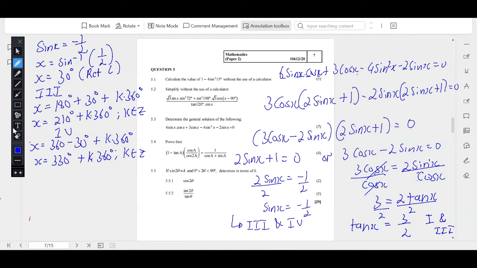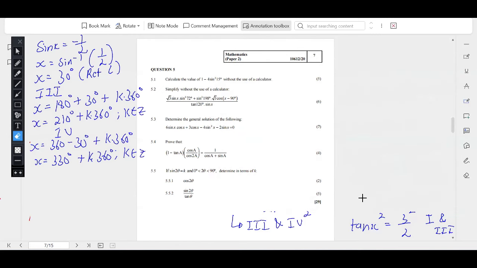Then let's look for the solutions of tan. So let me just erase this part because we are done. I only want to leave that tan x is equals to 3 over 2. So this is tan x is equals to 3 over 2.